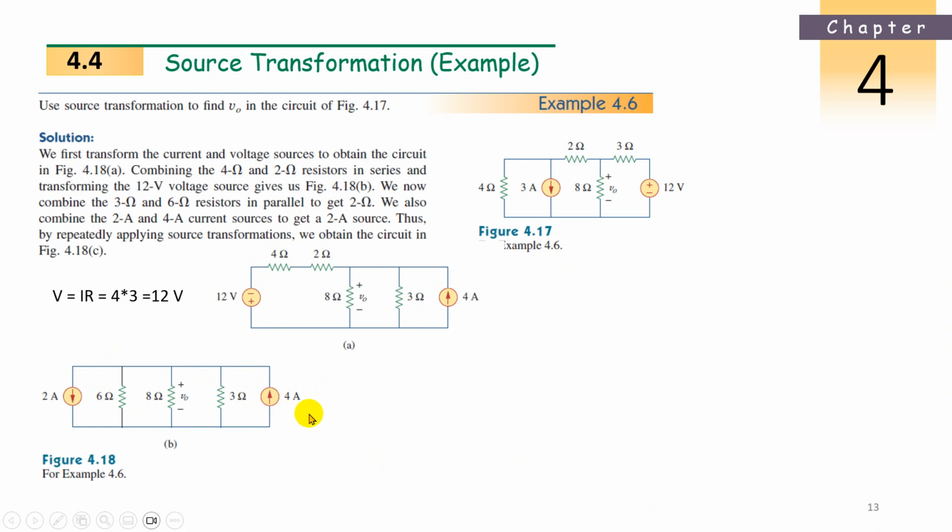Now we have to rearrange with one single source and one resistance only. Then this 8 ohms, because we want V0 across it, we should not touch that one. At the end only we will calculate what is V0. First we make the circuit simpler. I make one resistance, one source and one V0 that we want. That's it. So for that 6 ohms and 3 ohms become parallel. What is the parallel? 6 into 3 divided by 6 plus 3. 2 ohms. It becomes 2 ohms.